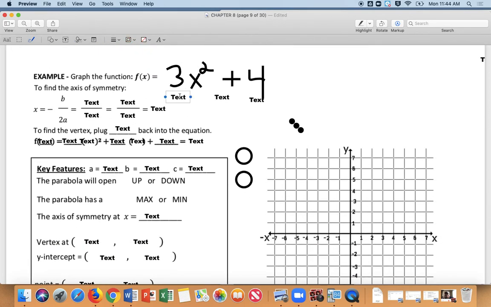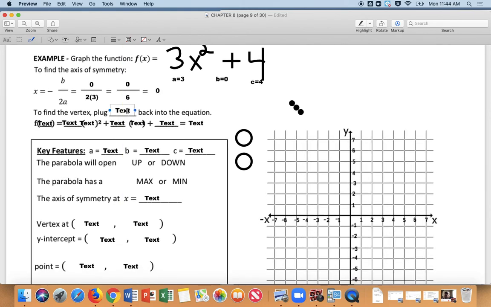Okay, these I added in because they're a little different. A was 3 here. Notice there is no B, so B is 0. And C is 4. So when I go to plug these in, B would be 0. And then I have 2 times 3. So this would be 0 over 6. And then 0 divided by 6 is 0.